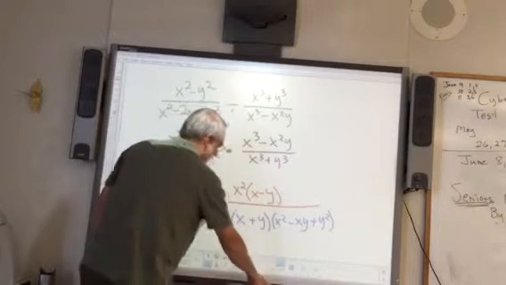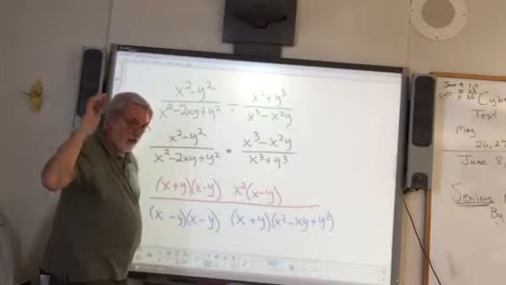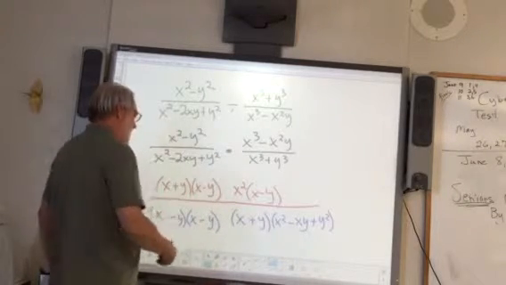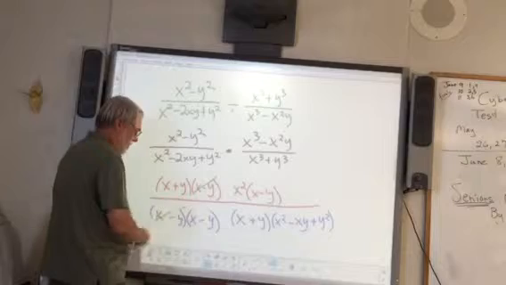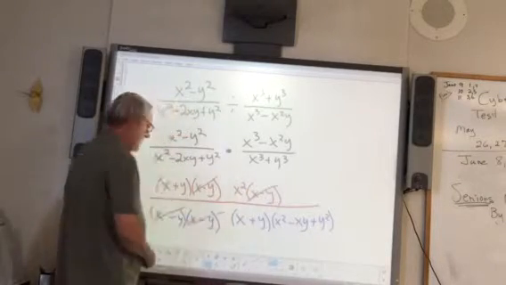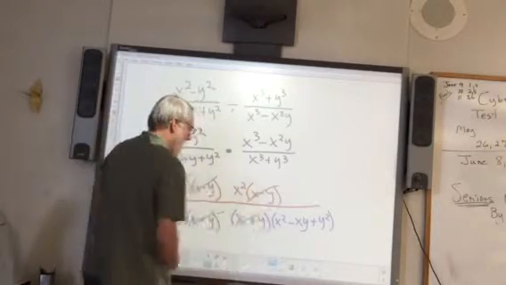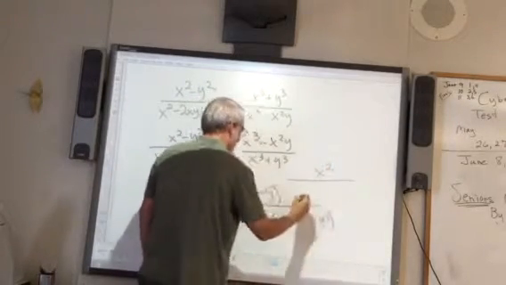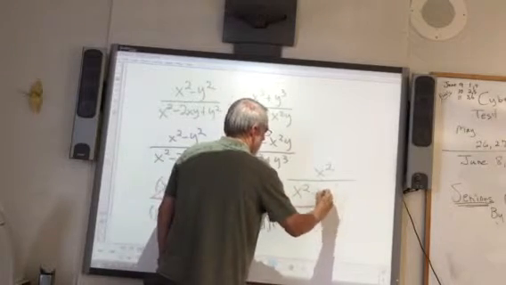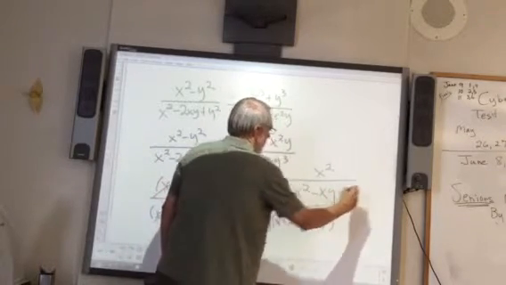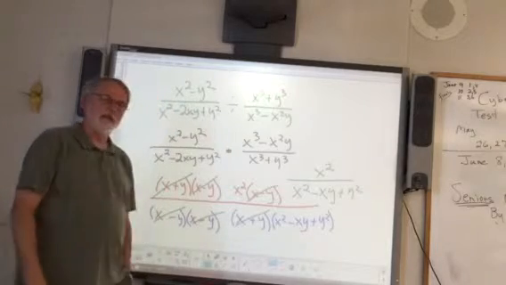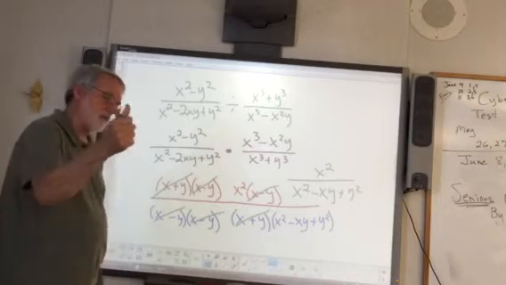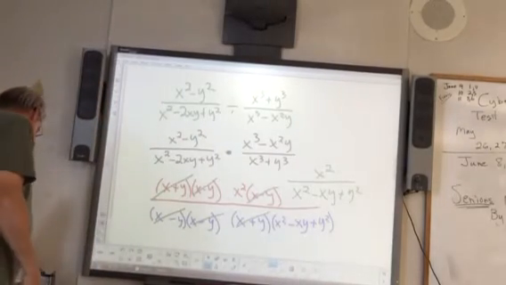Now what we do next is cancel out what? Yes, cancel out the 7s. There are no 7s. How about canceling out the 1s? That's a 1. That is a 1. X plus y over x plus y. That leaves x squared over x squared minus xy plus y squared. And that is division of polynomial expressions. Thank you very much. Section 6.3. Over and out.